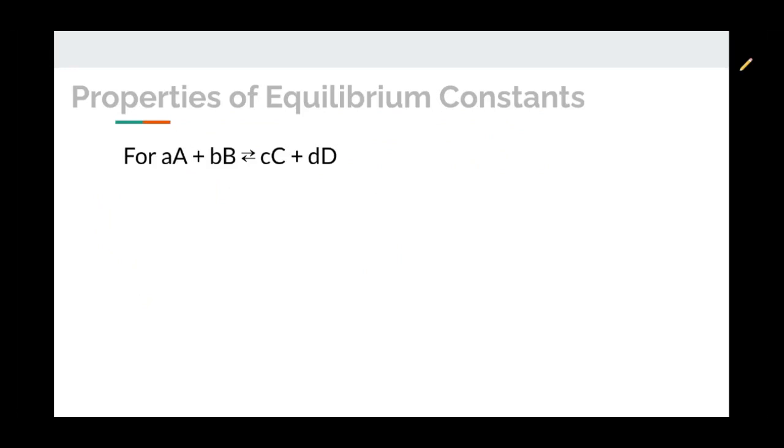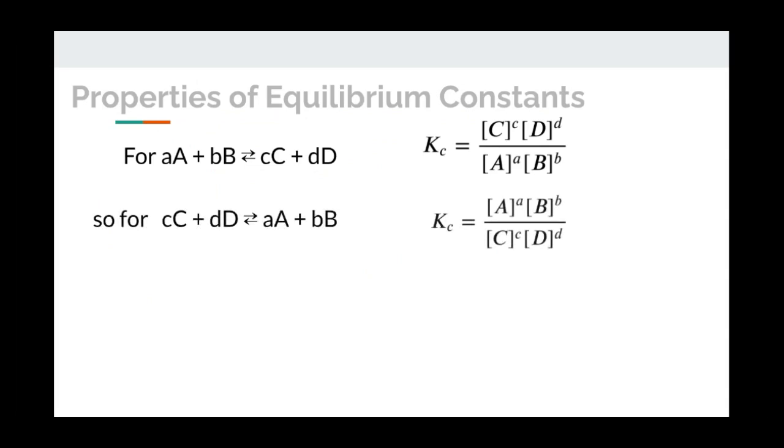There are some properties of equilibrium constants that allow us to work with them when the equilibrium reactions are expressed in different ways. Let's take a look at one of them. For the generic reaction we've been using, written as it is, we see that Kc is the ratio of C to the c, D to the d over A to the a times B to the b concentrations. If we were to reverse that reaction so that the C and D were the reactants and the A and B were the products, well, then A and B would be in the numerator and C and D would be in the denominator, but everything else would stay the same. So the rule of thumb is the K for the reverse of the reaction is the reciprocal of the K for the forward reaction.